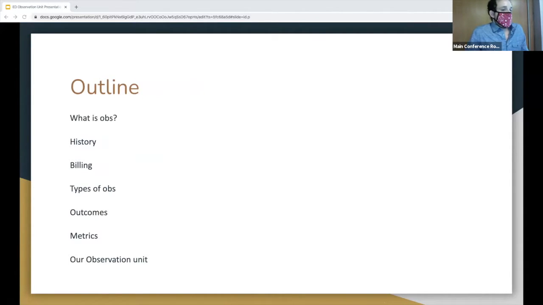So today I'm going to talk about what observation is, a little bit of the history of observation units, the billing that is behind observation and why essentially it's important, the different types of observation units, some patient-centered outcomes, metrics that are being looked at, and then we're going to finish with a quick overview of our observation.